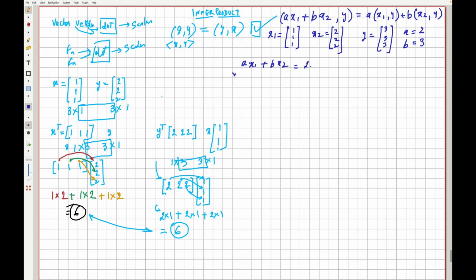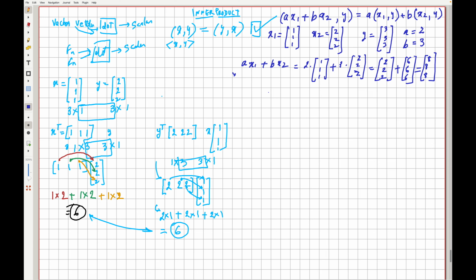So we take the 2 multiplied with 1 1 1, then add that to 3 multiplied with 2 2 2, and so what we get is 2 2 2 plus 6 6 6, and so 2 plus 6 is 8, and we get an output vector which is just 8 8 8.